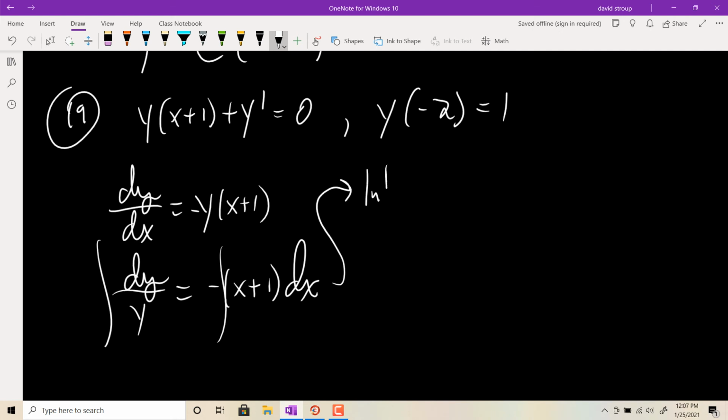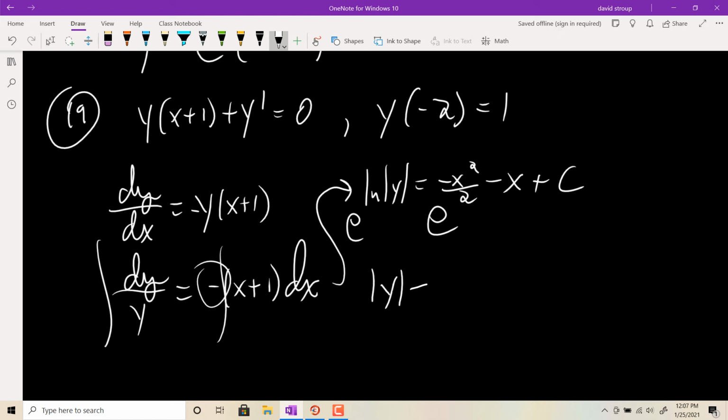So I'll have ln absolute value of y equals negative x squared over 2 minus x. Don't forget there's that negative in front, so I have to distribute in my antiderivative. You want to exponentiate both sides. So you have absolute value of y equals e to the c times e to the negative x squared over 2 minus x. Drop the absolute values, plus or minus, then replace the plus or minus e to the c with a big C.